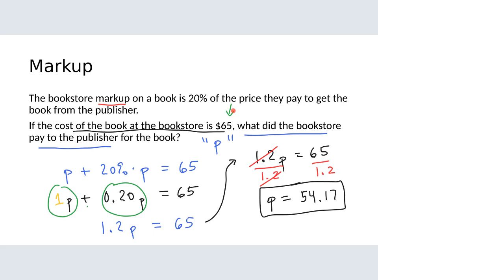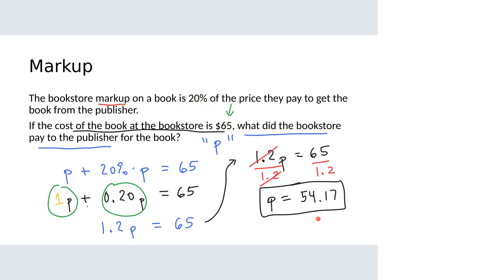One thing I want to emphasize here is what we did not do. And you can just kind of listen to this. You may or may not want to write it. What we did not do is find 20% of $65. We did not do that. And the reason is because when the bookstore adds their markup, they're adding that markup based on what they paid for the book, not what a student pays for the book. So 20% of 65 is not a part of this process at all.